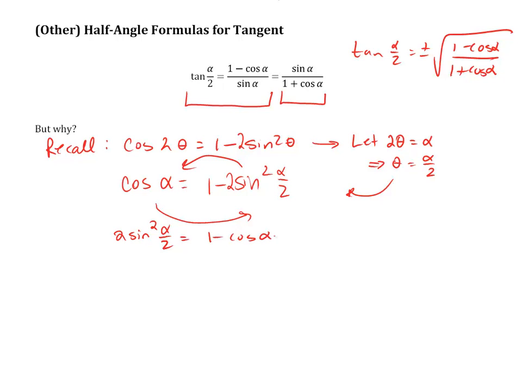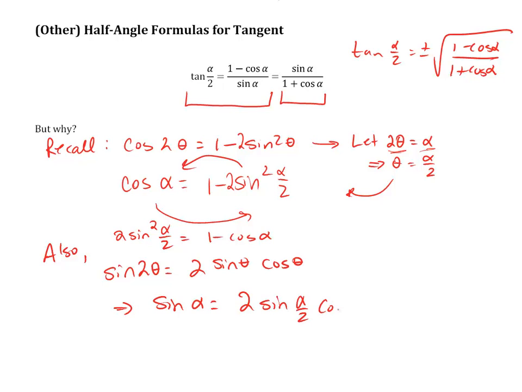If you don't see where I'm going, that's fine. Just make sure you can verify that what I have just written is in fact true, simply because we started with a cosine double angle formula that we've already proved, replaced 2 theta with alpha and theta with alpha over 2, and then moved things around in the equation. Also, we know that sine of 2 theta is 2 sine theta cosine theta, which would mean sine of alpha is 2 sine of alpha over 2 cosine of alpha over 2.